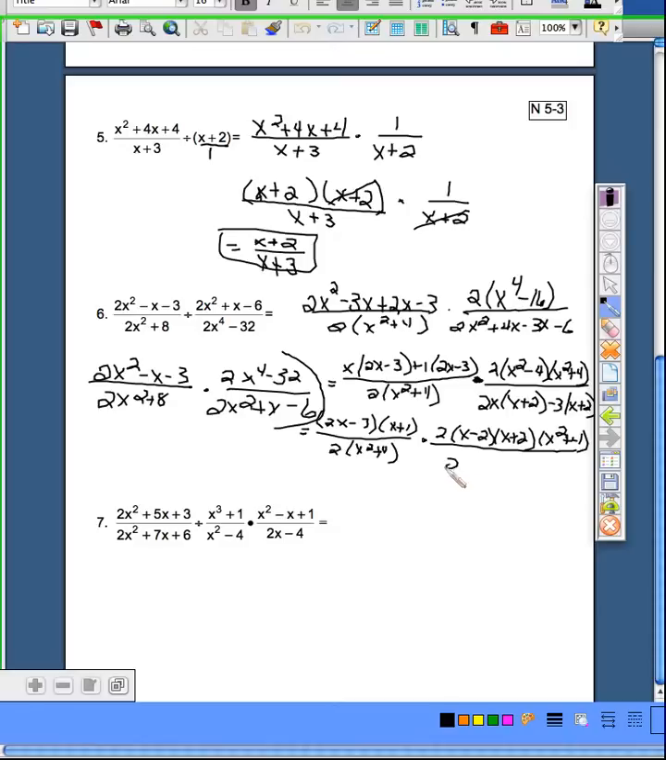And here we have 2x minus 3 times x plus 2. Now we have completely factored that polynomial, which was quite a bit of work, but we did it.